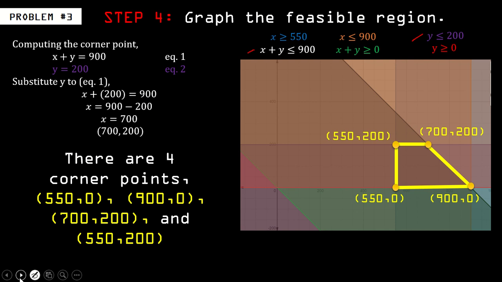Also in Desmos, you can type the six inequalities and then just recognize the feasible region, the intersection of all the shaded regions.